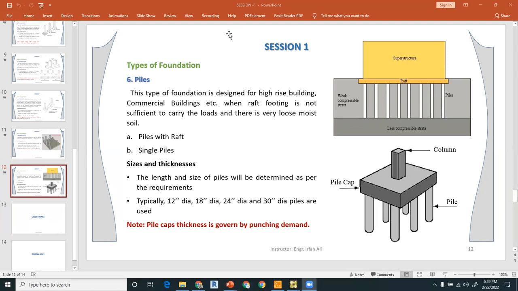Sir, how can we know that the load coming is greater than the bearing capacity? If you have any confusion, you can ask the questions in English, in Urdu, in Pashto, in any language, for better understanding.